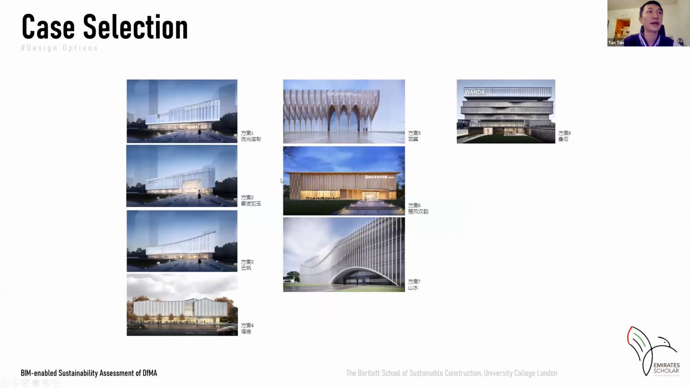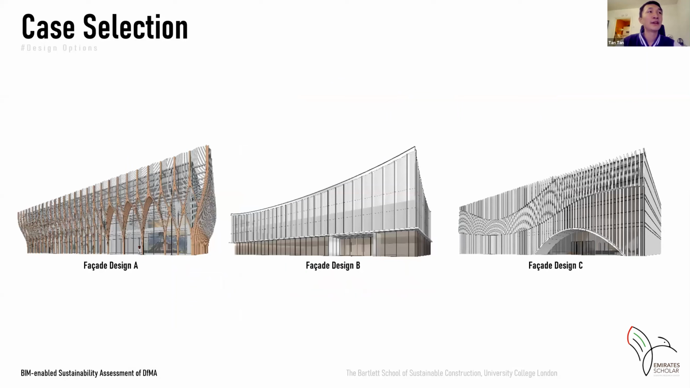In total there are 8 design options for this project. They share the same building footprint, building plan, and structure system. Finally, we decided to use three design options in this conference paper. We discussed with the principal architect of this project to identify the 3 most suitable options.